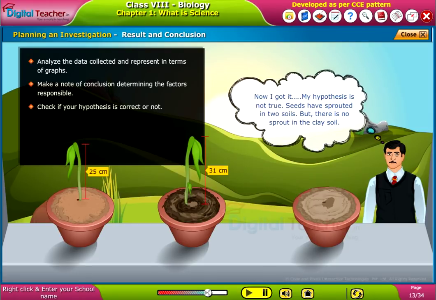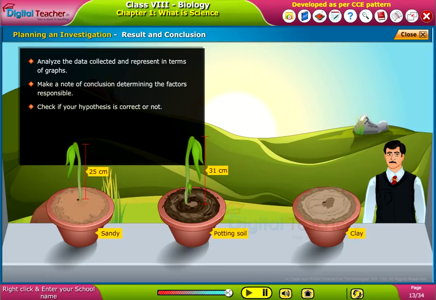Now I got it. My hypothesis is not true. Seeds have sprouted in two soils, but there is no sprout in the clay soil.